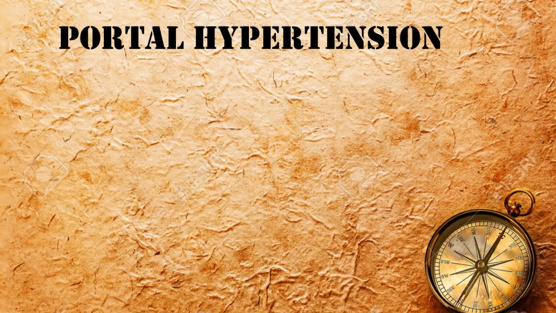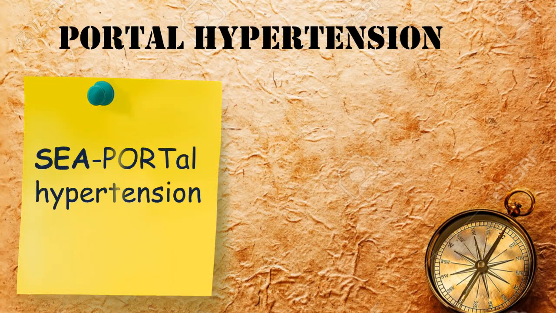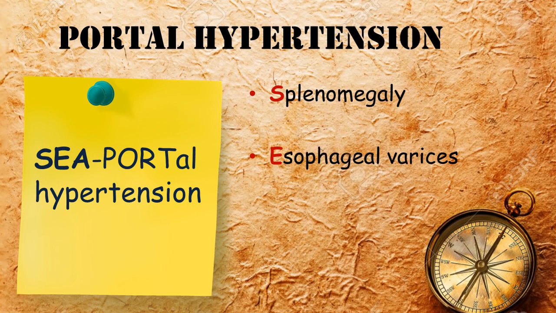Portal hypertension, and the mnemonic is C port. So S is for splenomegaly, E is for esophageal varices, and then A is for ascites. So try to remember it as C port. So splenomegaly, esophageal varices, and ascites.